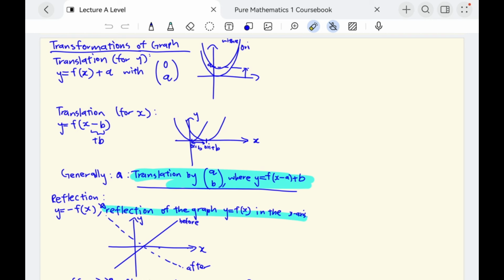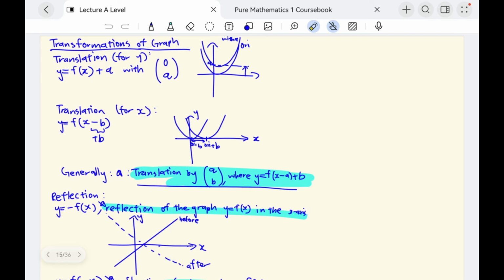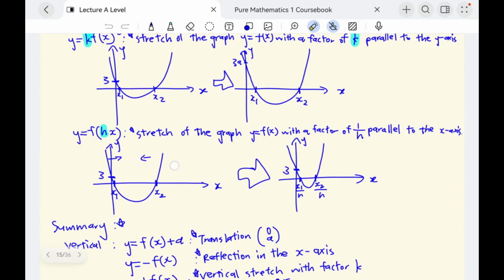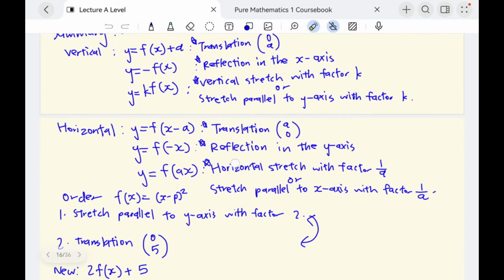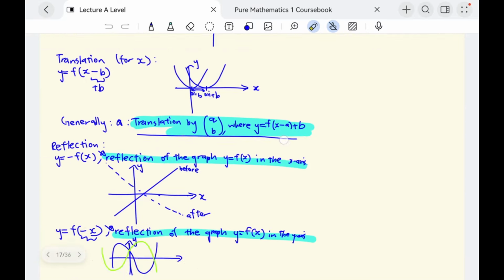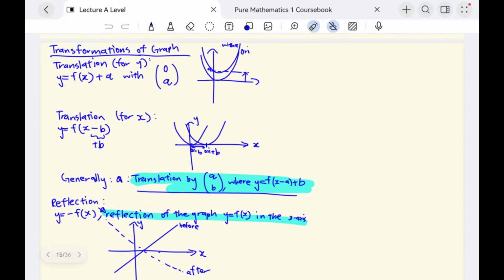In this pure math syllabus, you are going to learn about 3 transformations: translation, reflection, and stretching of the graphs. So what is the keyword, what is the technique that you need to answer a question that asks you to describe the transformation of the graphs? These keywords you need to memorize by yourself.